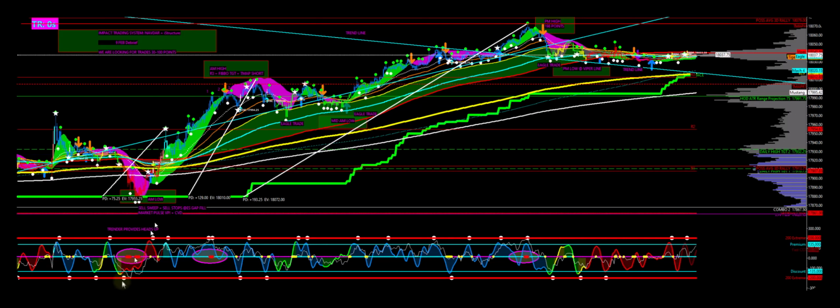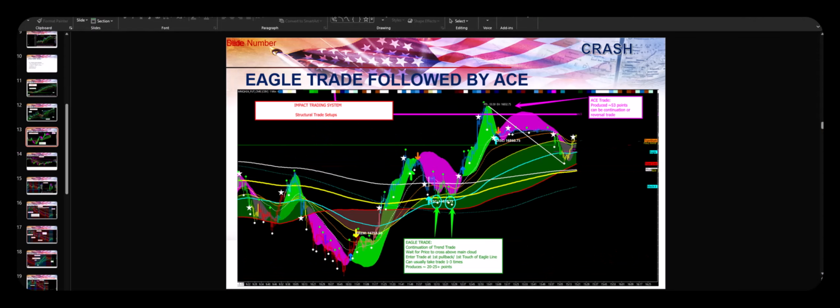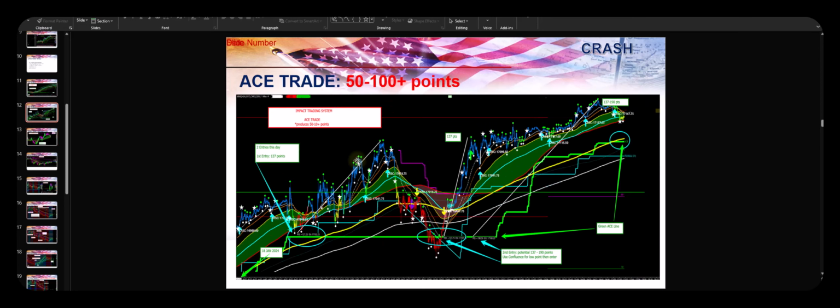Now let me show you a couple other trades from this last month. Here's one on the 17th. This was a short off of our pink, magenta ace line. This produced 53 points. These are structured setups, all right? They have structure to them. They have meaning behind their locations.